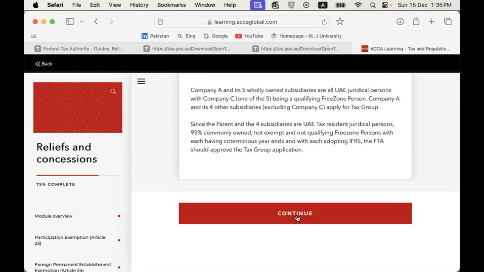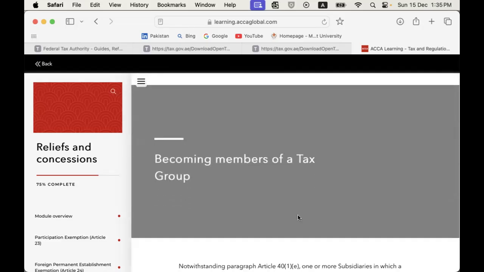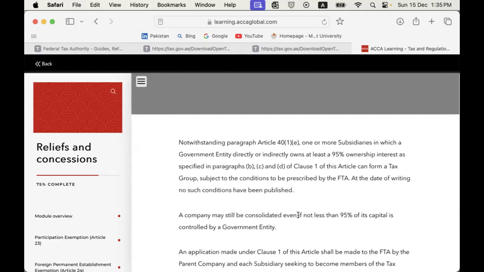What does a tax group do? It becomes one taxable person, right? So it has to file a tax return. Tomorrow, if FTA says, please provide us the financial statements of the tax group, what will be the implication of it? The original corporate group, irrespective of tax, had a qualifying free zone person in it as well, or an exempt person in it. Then how will the financial statements be provided to the FTA?